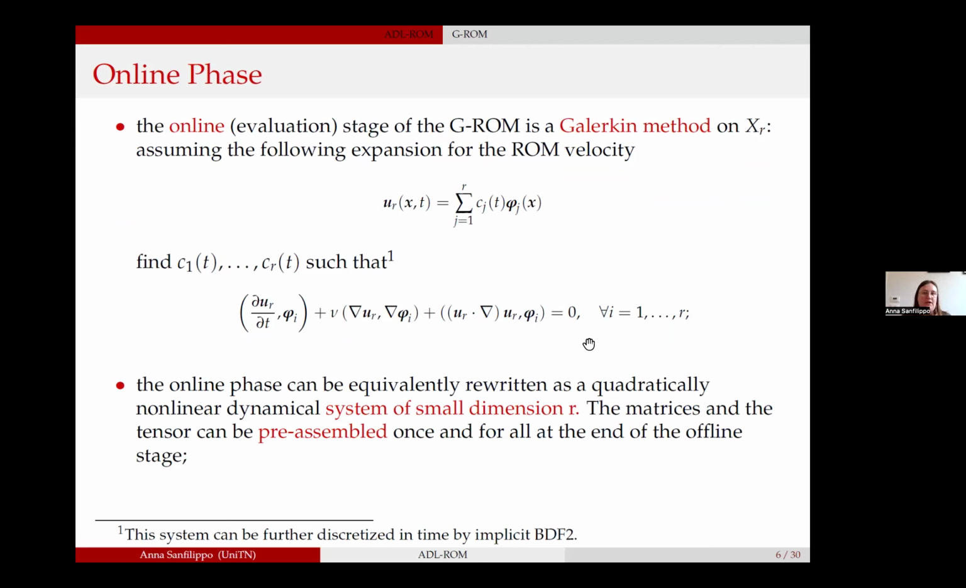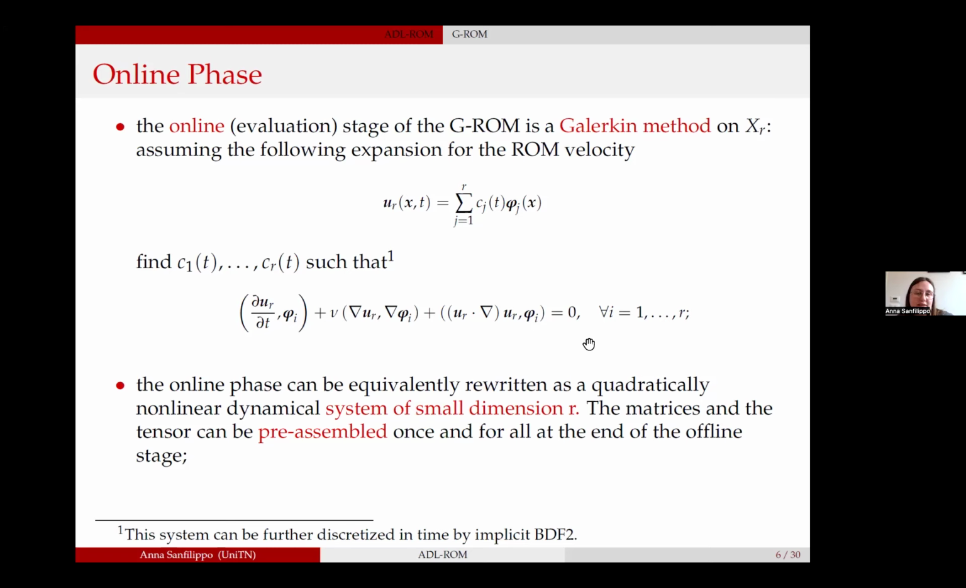that can be pre-assembled and stored in the offline stage only if the forcing term is not time dependent. Otherwise, we have to compute the matrix for the forcing term in the online stage, and this requires a little bit more time, but it's not a big problem because it's only one matrix, not all of the matrices.